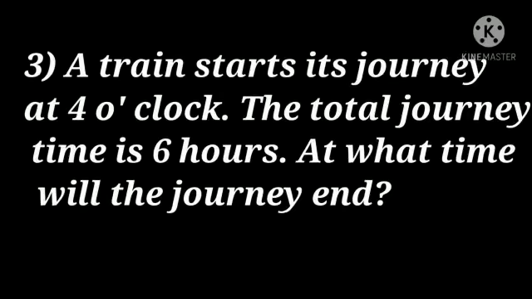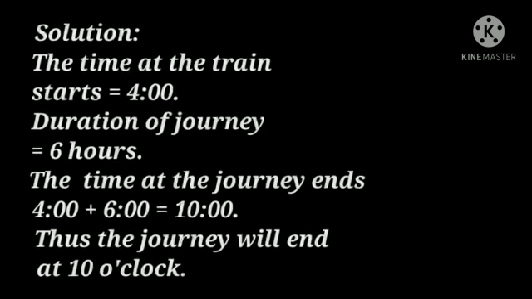Next one. A train starts its journey at 4 o'clock. The total journey time is 6 hours. At what time will the journey end? So here they have given the starting time of the journey and they have given us duration, that is 6 hours it takes to reach. So we have to find out ending time. So let's go for solution.